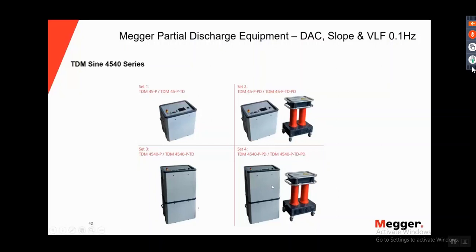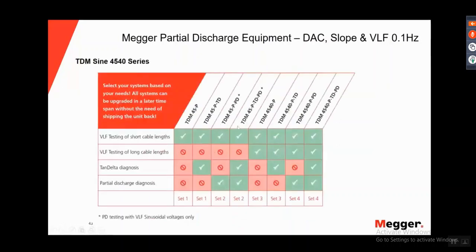We will do the tan delta, and we can also do the partial discharge test with the sinus wave shape, with the damped AC, and with the slope of the cosine rectangular wave shape. So depending on what you are looking for, you can select the options for the TDM Sine 4540 series, and we can provide it. Okay, so it's a very convenient unit.